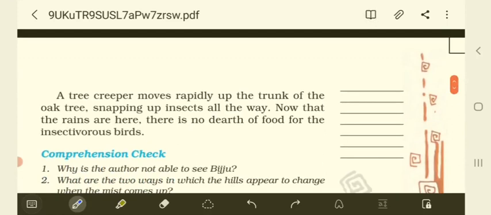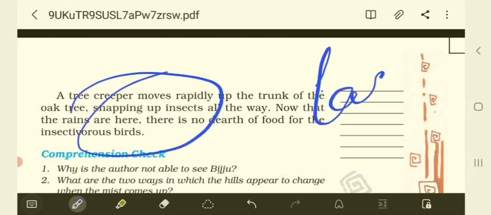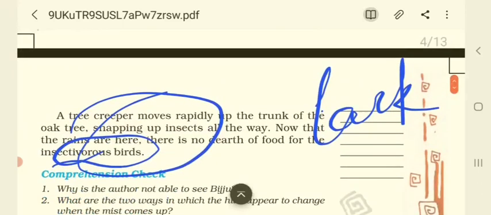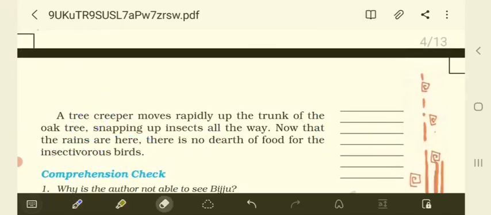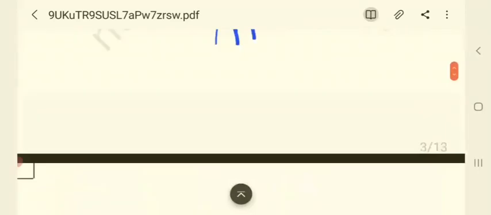So a tree creeper moves rapidly up the trunk of the oak tree. Now he also talks about a tree creeper which moves rapidly up the trunk of the oak tree, snapping up insects all the way. So he's snapping up, means eating all the insects all the way. Now that the rains are here, there is no dearth of food for insectivorous birds. So dearth means there is no lack of food for insectivorous birds. Who are insectivorous? Birds that feed on insects. Okay, so all in all, the rainy season has brought plenty for different animals, right? So the monsoon is beautifully described.